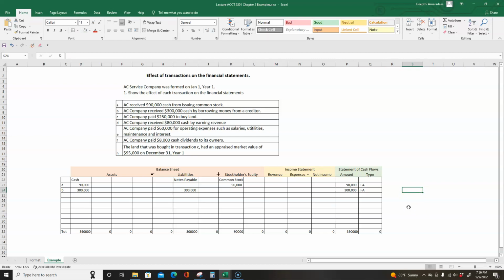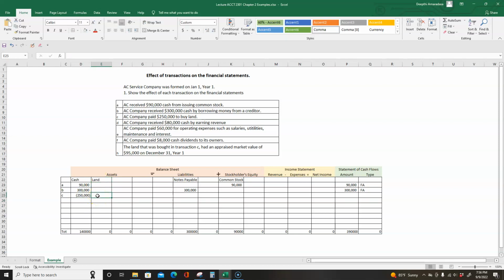Let's look at transaction C. C says AC company paid $250,000 to buy land. So now the company's buying land and paying $250,000. What happened? The company had a cash decrease of $250,000. I'm going to put that as a negative number because cash went down, and in accounting that's parentheses. What else happened? Now the company exchanged that for another asset. What asset? Land. Land is an asset, so I'm going to have another account called land up here.